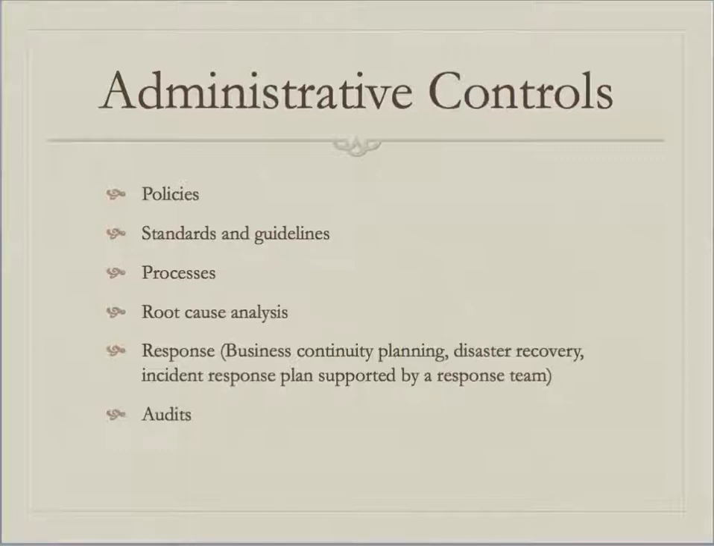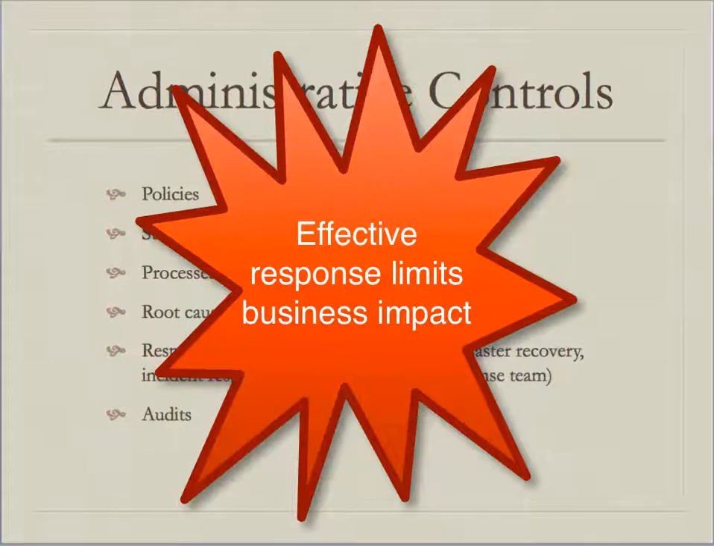Another administrative control is response, which includes your business continuity planning. What happens if a server goes down? Disaster recovery for those catastrophic events that may occur. And they also include what to do if an intrusion is detected. It includes an incident response plan that's supported by a trained response team. The faster that you can respond, the less business impact there is when something happens.